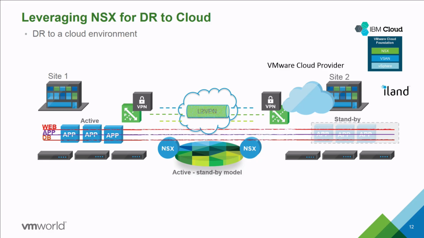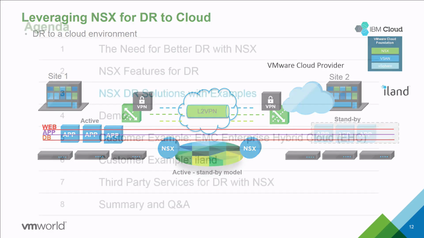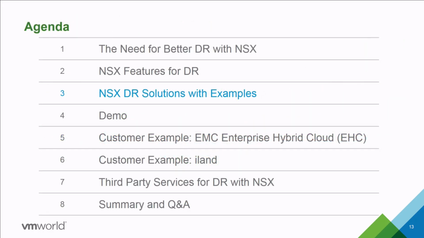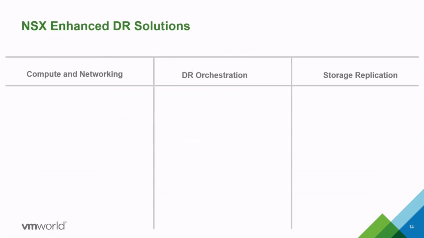Now, you can also do L2 VPN, where you're extending L2. So now you can cover scenarios like partial application failure, right? So that's one of the great things I would say about NSX is you have flexibility. You're not forced down one path. What are your requirements and what will meet those requirements? Okay. So let's look at some specific solutions with examples here.